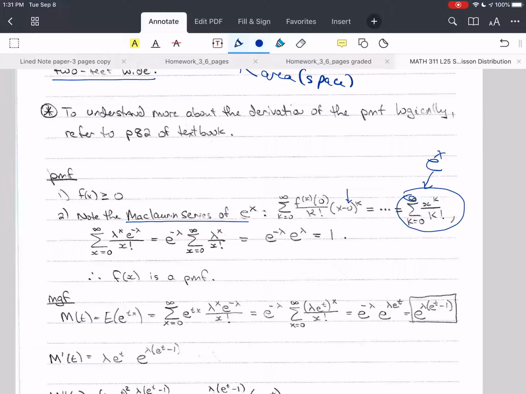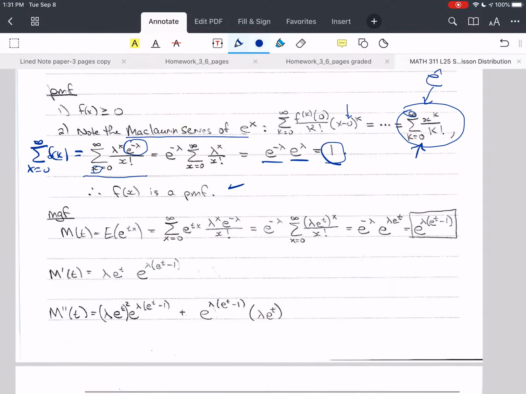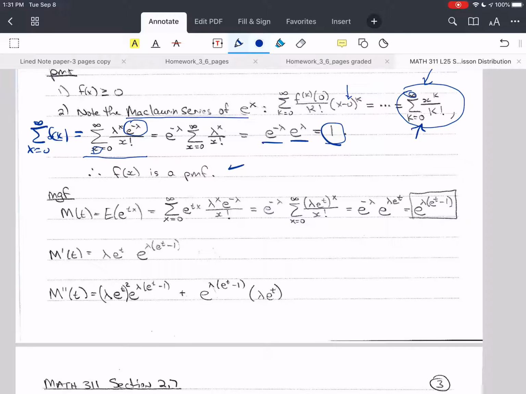So when we look at the summation here, this is the sum of f of x from x equals 0 to infinity, so that's the sum of the PMF. We plug in, and then we can pull e to the negative lambda out because it doesn't have an x in it. Everything else has to stay, and that's the sum of lambda to the x over x factorial, and that is a form of this. So that is e to the negative lambda times e to the lambda, so we have 1, so it is in fact a PMF.